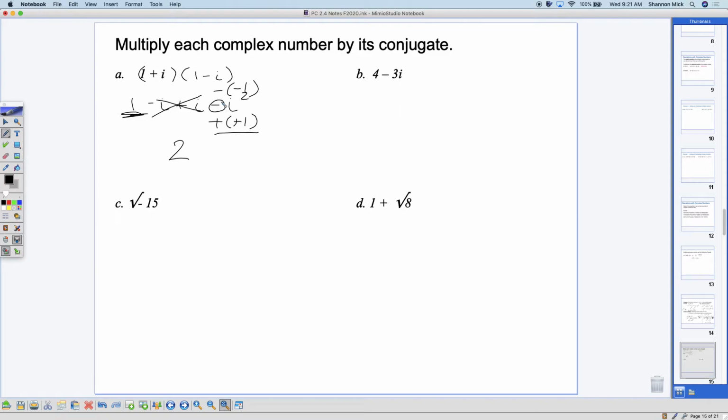Okay, so 4 minus 3i, what is its conjugate? 4 plus 3i. Multiply it out. You just wait, I'll get it. So say I'm taking 4 times 3i, can I multiply 4 and 3? So it's 12i.